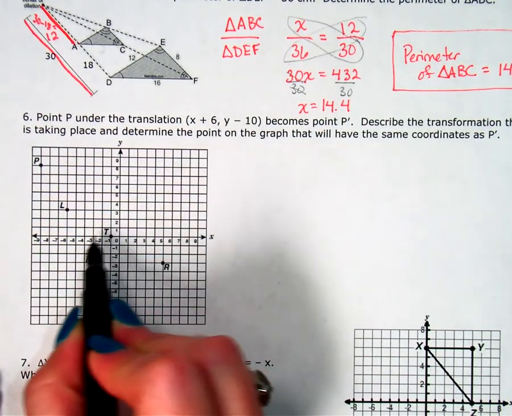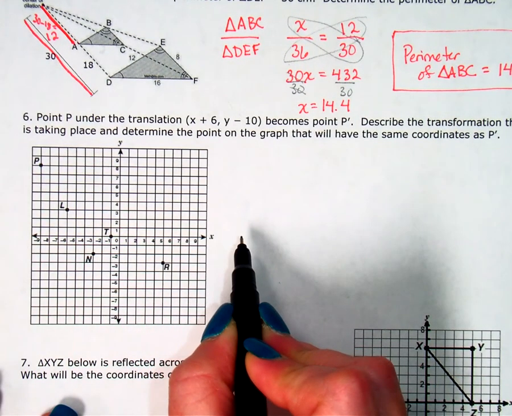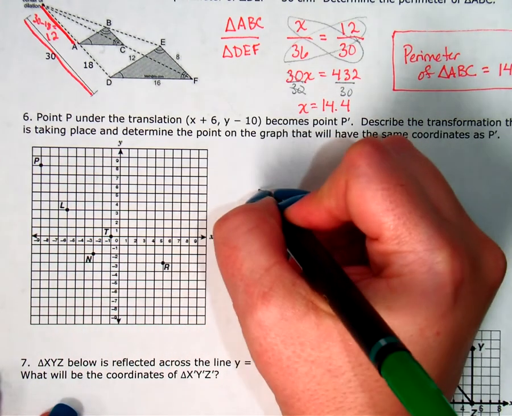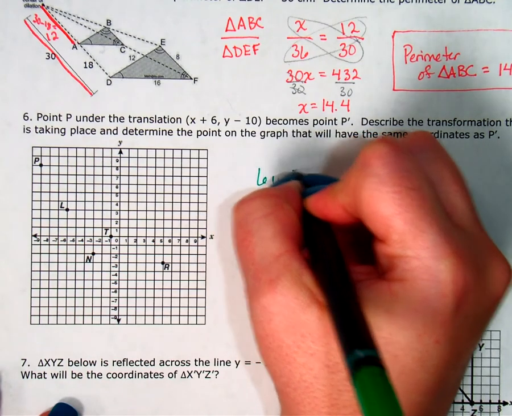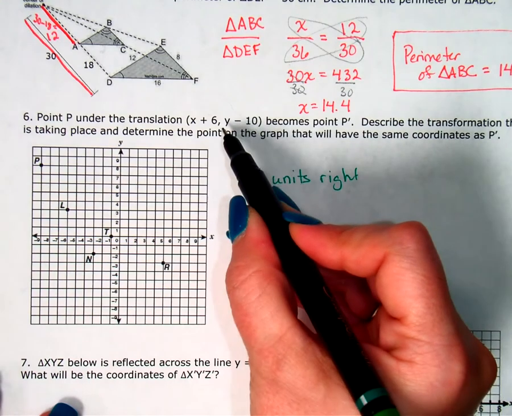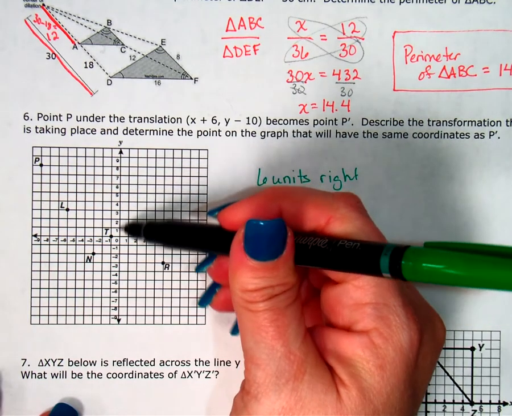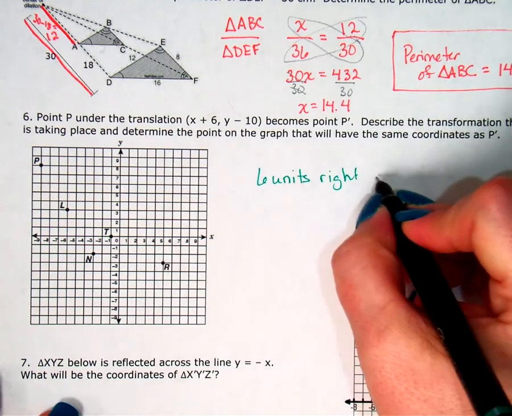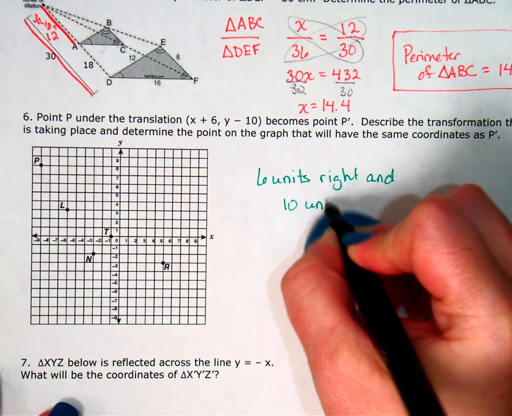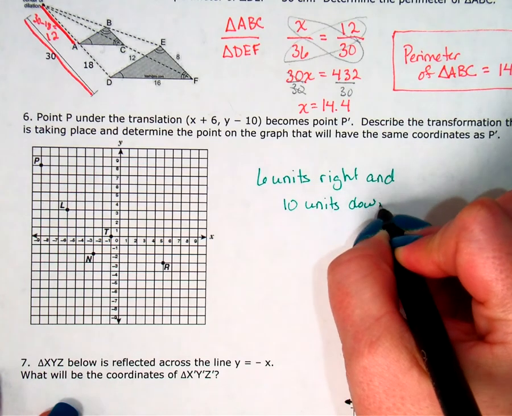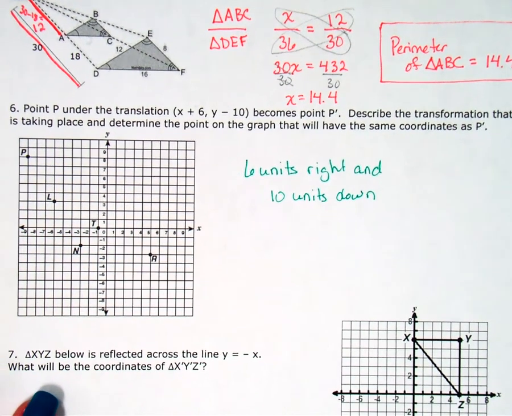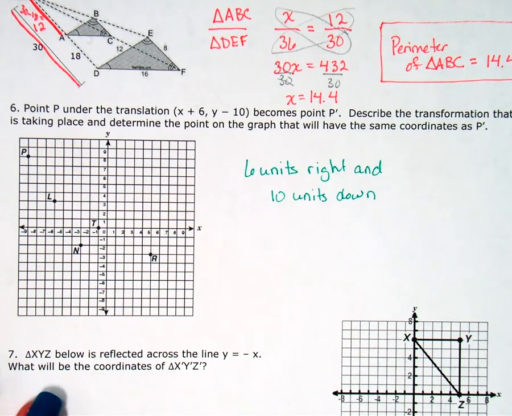So I know when I add to x, I'm going to be increasing, so when I get bigger numbers of x, I'm going to move to the right. So I'm going to move 6 units right. And then negative 10 on the y, when I take away from y, I know I'm going to move down. So 6 units right and 10 units down. That's what they mean by describe the transformation that is taking place. Determine the point on the graph that will have the same coordinates as P prime.